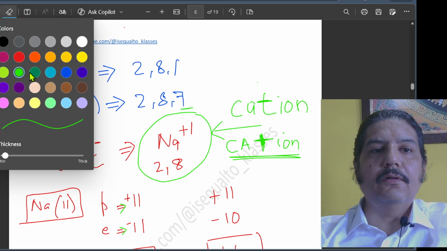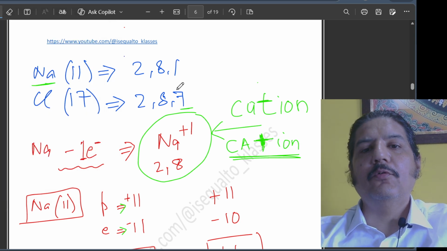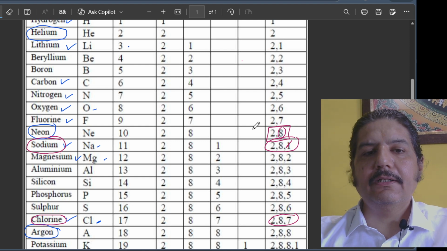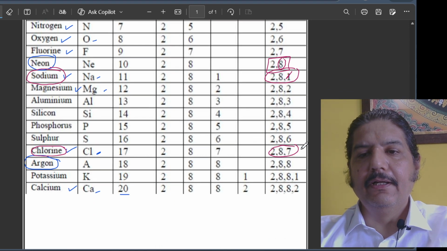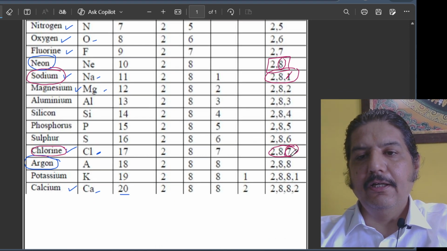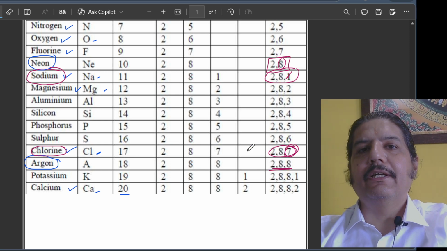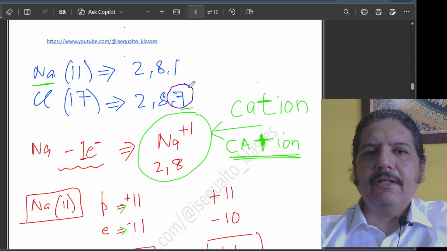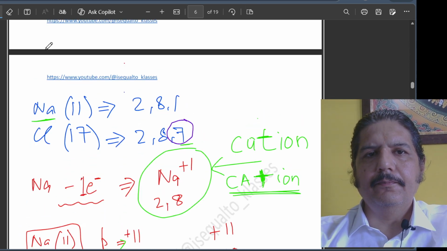So what does chlorine want? What chlorine wants is that it should get one more electron. Because if we look at the configuration of chlorine, if it gets one more electron, it will have a configuration of 2, 8, 8, which looks like argon.